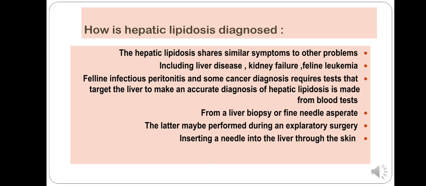An accurate diagnosis of hepatic lipidosis is made from blood tests that demonstrate poor liver function and from a liver biopsy or fine needle aspirate. The latter may be performed during an exploratory surgery or by inserting a needle into the liver through the skin. The liver sample is sent to a veterinarian for analysis. A cat with hepatic lipidosis will have a large amount of fat in and among the liver cells. Other diagnostic tests may be performed in an effort to determine why the cat originally stopped eating.